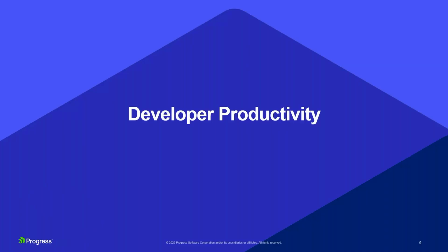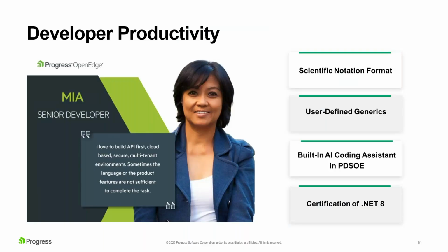As I mentioned earlier, to unpack the capabilities in the release, we'll take a high-level look at the features through the lens of 3 common OpenEdge personas: developers, database administrators, and system administrators. And we'll start with our developer persona, Mia. For developers like Mia, OpenEdge 13 introduces support for scientific notation format, user-defined generics, a built-in AI coding assistant in Progress Developer Studio, and certification for .NET 8. So let's take a closer look at each of the features at a high level.